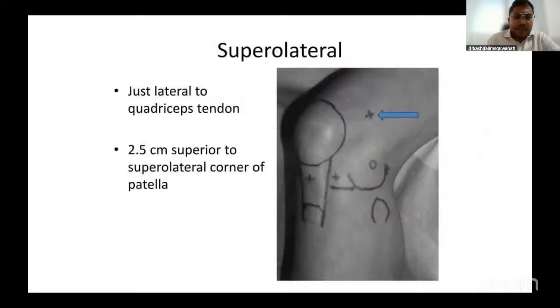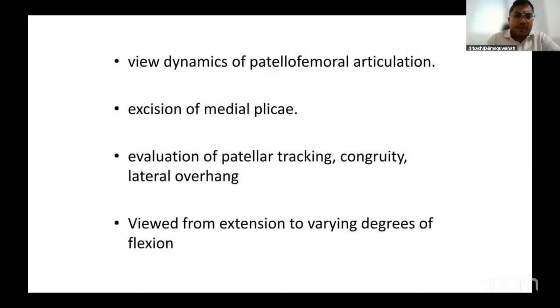And then we have the superolateral portal, which is just lateral to the quadriceps tendon. And it's basically superior to the superolateral corner of the patella. And we look at the patellofemoral articulation through this, which helps in all these plica excisions medially. And we can look at the patellar tracking.